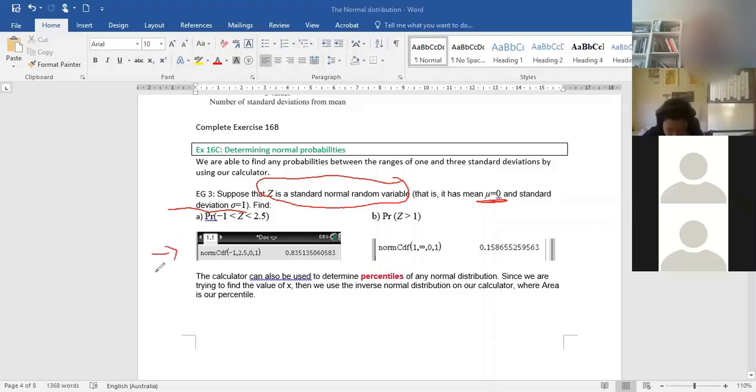So in your calculator, we're going to go to normal CDF. Okay, go to probabilities, normal CDF, and then you're going to put in the -1. Why the -1? Because that's your lowest bound, and it will say lower bound. And then you're going to put your 2.5 into your upper bound, and then your mean of 0, and your standard deviation of 1, and close and enter.